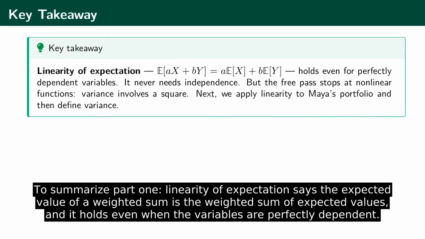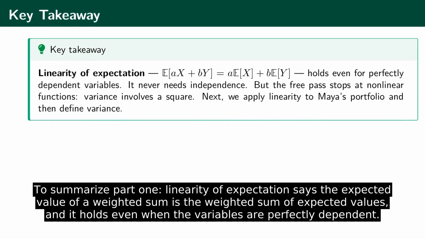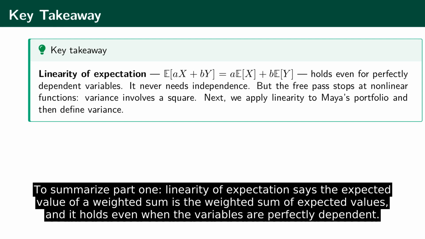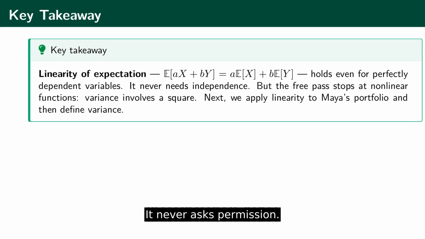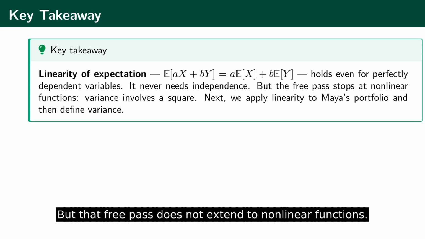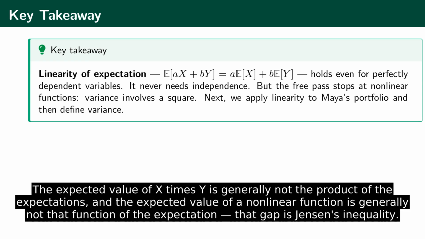To summarize part 1, linearity of expectation says the expected value of a weighted sum is the weighted sum of expected values, and it holds even when the variables are perfectly dependent. It never asks permission, but that free pass does not extend to nonlinear functions. The expected value of x times y is generally not the product of the expectations, and the expected value of a nonlinear function is generally not that function of the expectation. That gap is Jensen's inequality.